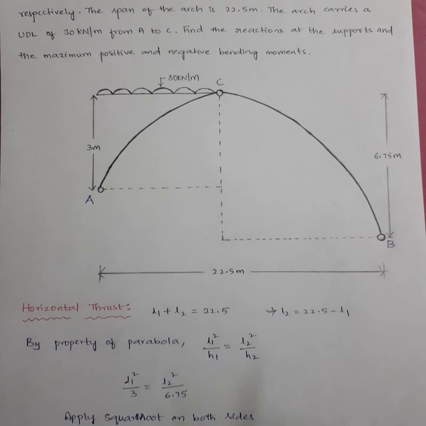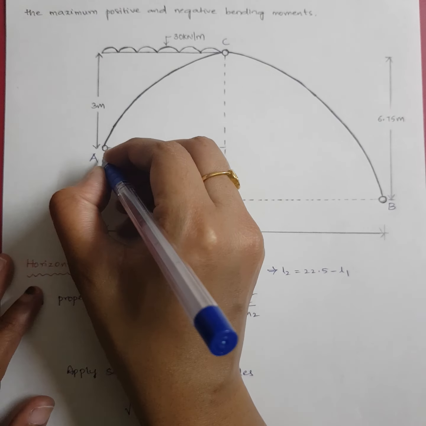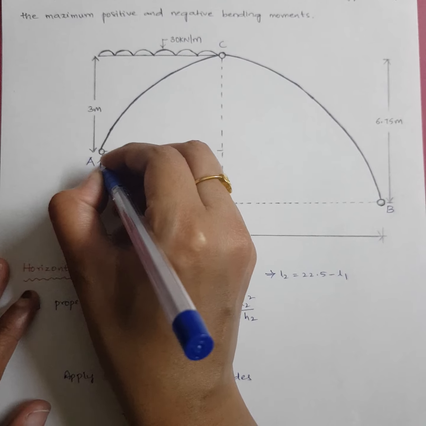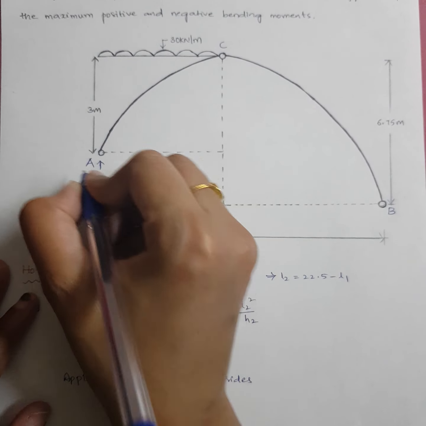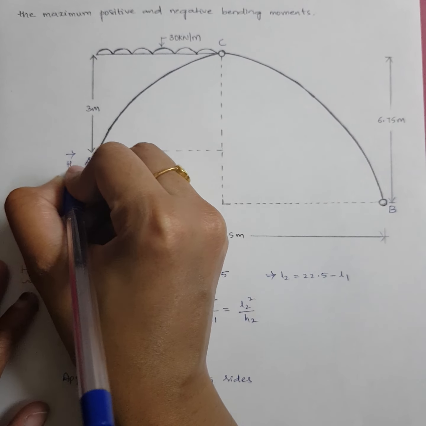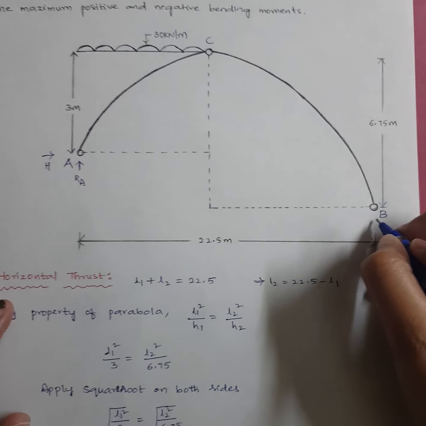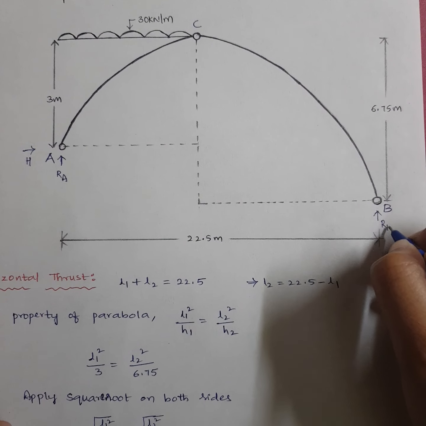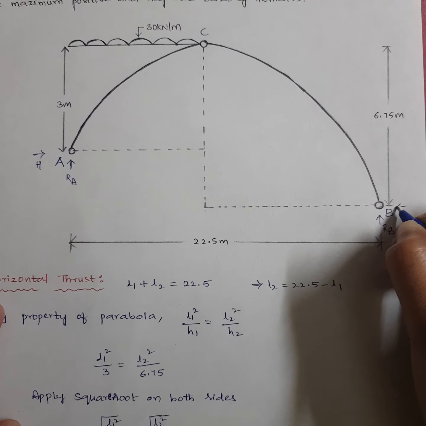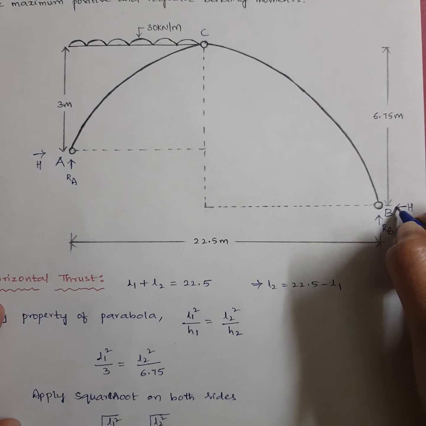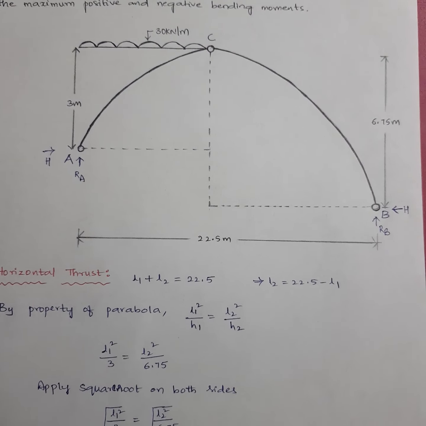So first we have the diagram here. I'll mark RA here. So this is RA, the reaction at A. Next I have a horizontal thrust here, H. Similarly I have RB here, and also there is horizontal thrust H here. Okay, now we'll start the problem.